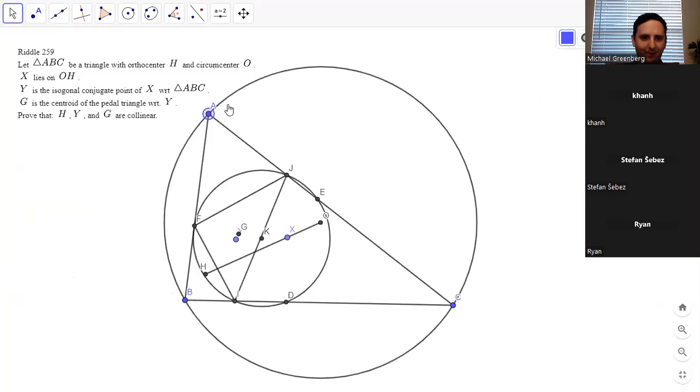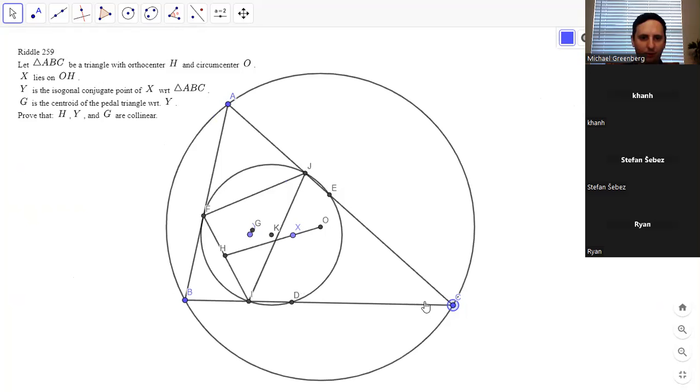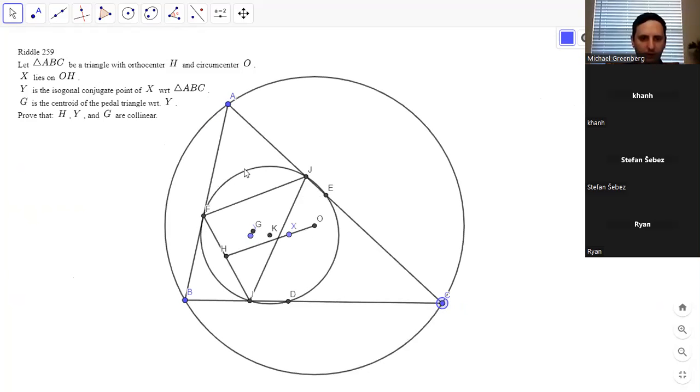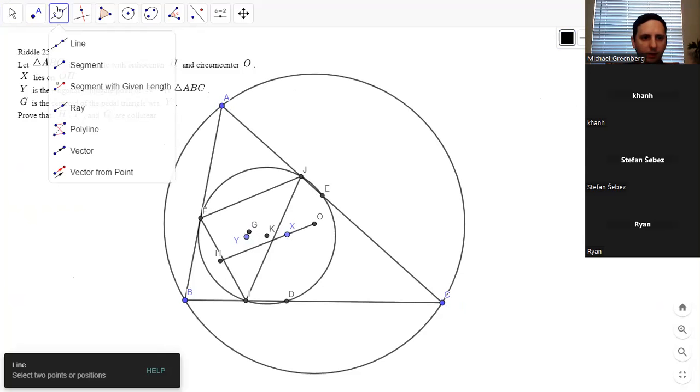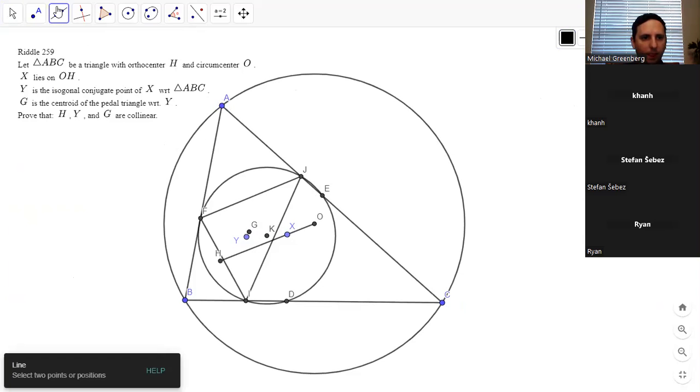They're so close together. Maybe if I make it a tall triangle, it'll be easier to see. They don't look collinear there. Is that the centroid? Let's see. Maybe I did something wrong.